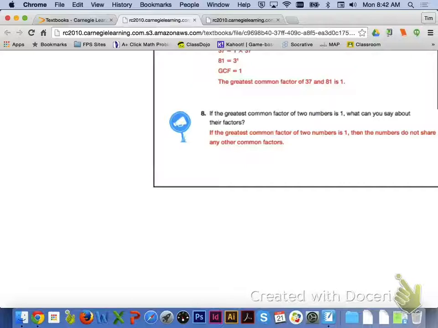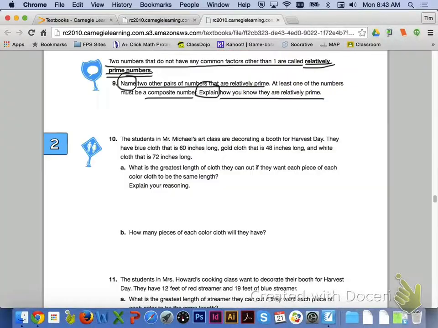If we take a look at number 8 down at the bottom of page 72, like our example in letter D that we just answered, if the GCF of two numbers is 1, then we know that the numbers do not share any other common factors. Let's take a look at the top of page 74. Two numbers that do not have any common factors other than 1 are called relatively prime numbers.